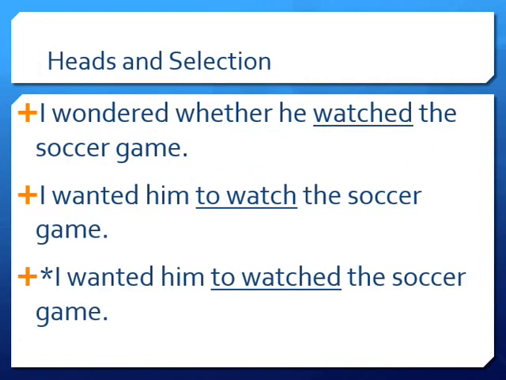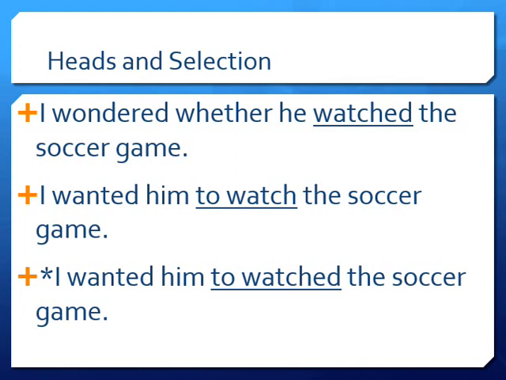Another interesting thing is that we can see that the verb and tense are not one and the same, because tense inflected on the verb, such as to watched, is ungrammatical. The verb wonder selects whether, in which whether selects tense, but the verb wants selects to, which selects a verb, not tense.